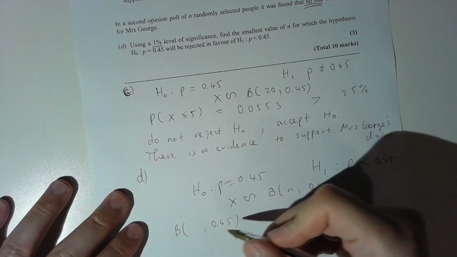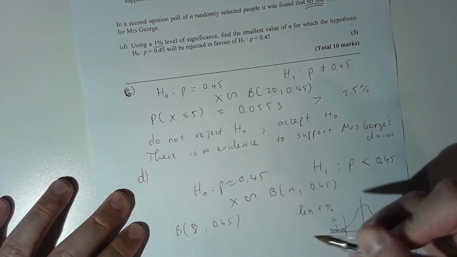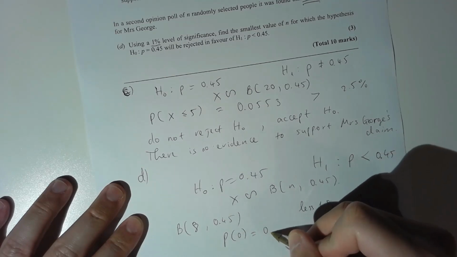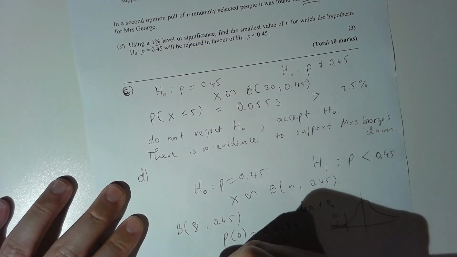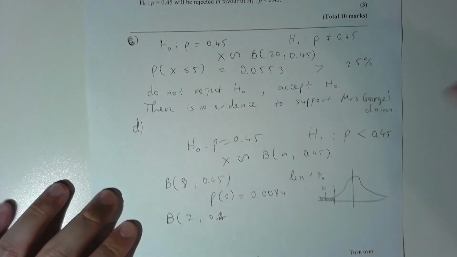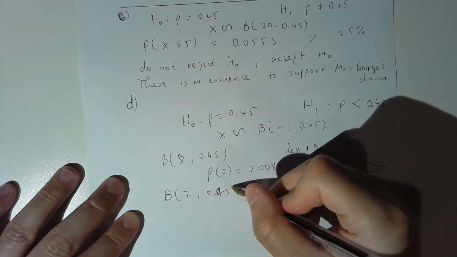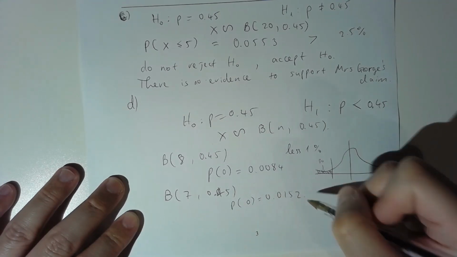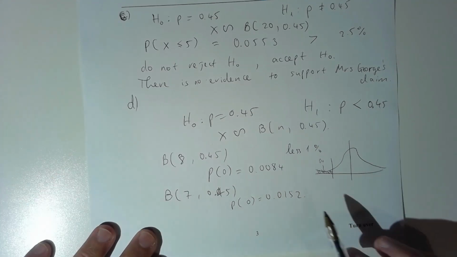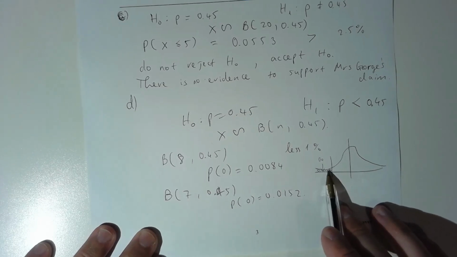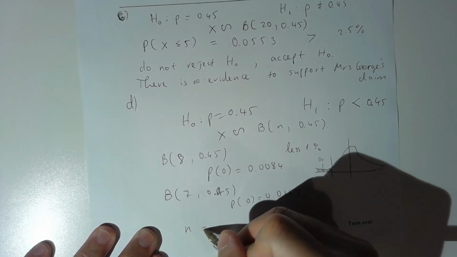So we write it down is at n equal 8, the value p at 0 equal to 0.0084, and at binomial at 7, 0.45 there, you can see that is probability of 0 equal to 0.0152. Now you see that is to recheck. So the first to recheck is about 8, just less than 1% has to be in here. So therefore n has to be equal to 8.